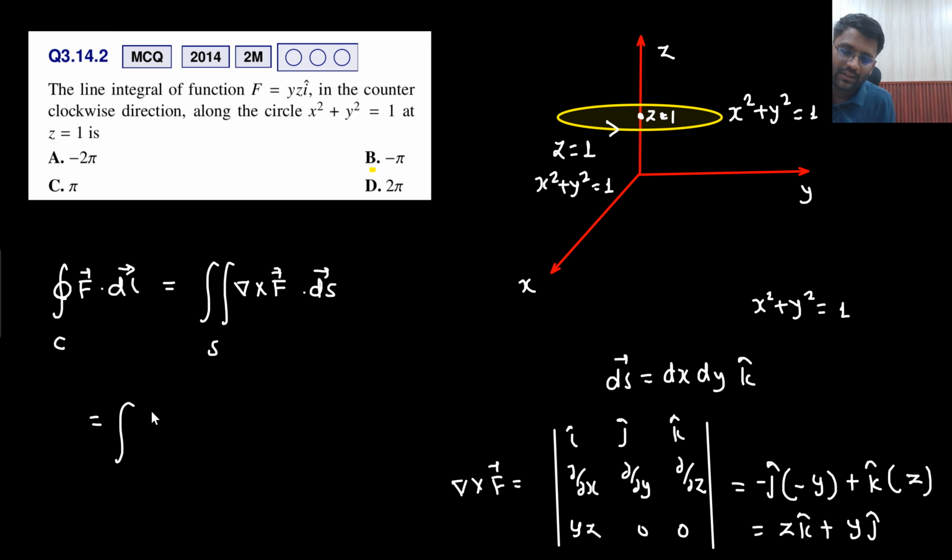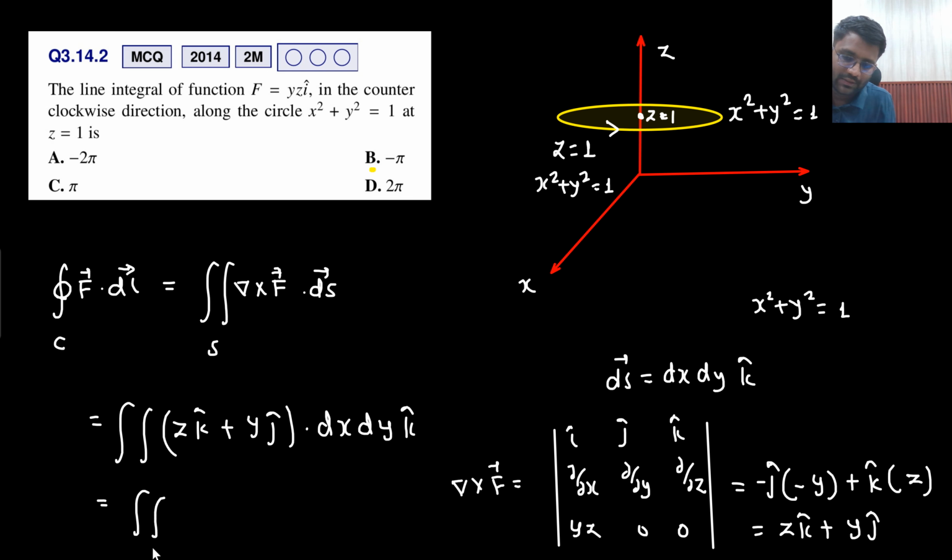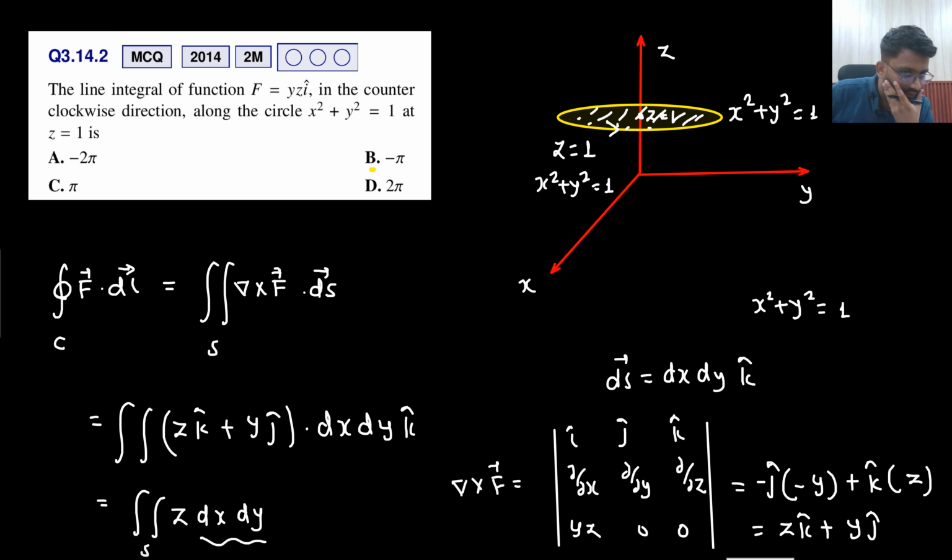So here my surface integral is z k cap plus y j cap. And what is your dS? The dS I already know, that would be dx dy k cap. Now you know that k cap dot k cap will give you 1, but j cap dot k cap will give you 0. So your surface integral is coming out to be z dx dy. Now when you are calculating the surface integral, you are on this surface. On this whole disk surface, what is the value of z? The value of z is always 1.